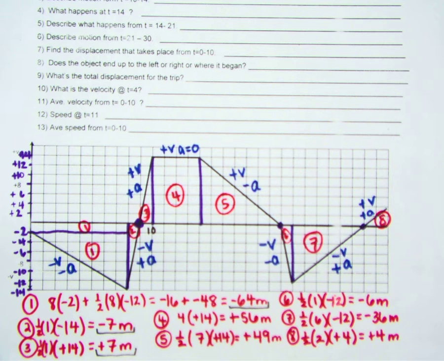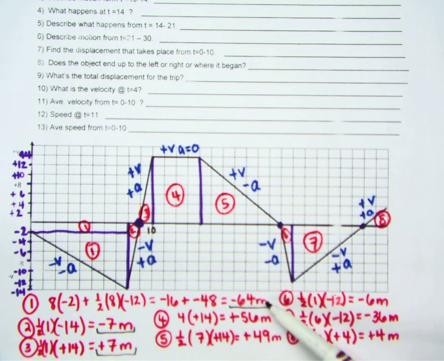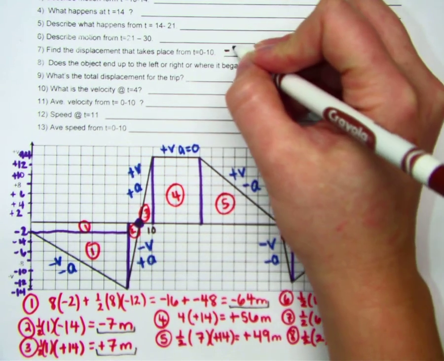Displacement has direction. Okay? So once I find the displacement from 0 to 10, I can write my answer down. Negative 64 minus 7 plus 7 gives you a displacement of negative 64.